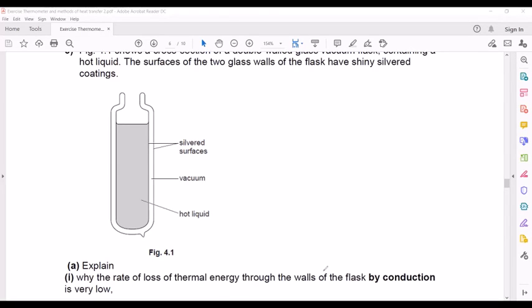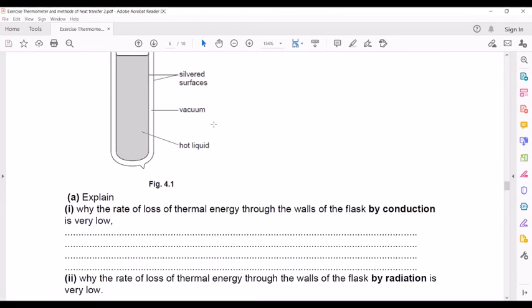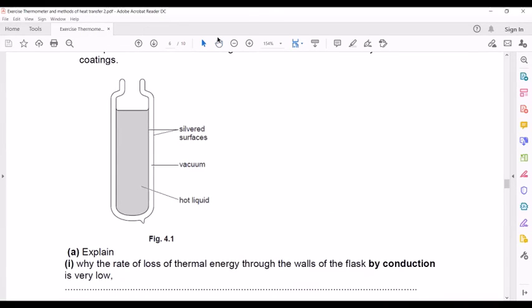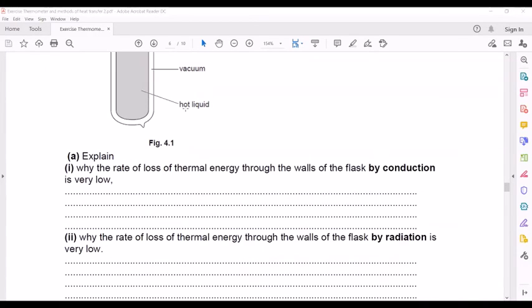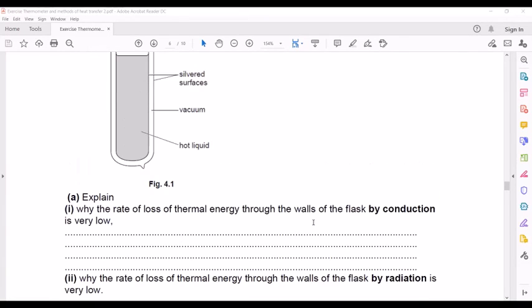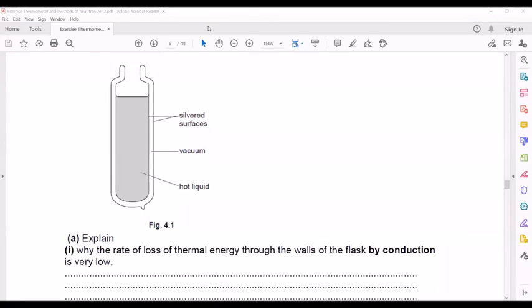In the question, the first part they mentioned why the rate of loss of thermal energy through the wall by conduction is very low. What is the reason why it is very low? Even if we try to create a vacuum, maybe some air particles are there. But if there is a vacuum, there are no particles, so the conduction cannot happen. And the second part, why the rate of loss of thermal energy through the wall by radiation is very low? Because it is a silver or shiny surface, which is a good reflector, and does not allow heat energy to escape in the form of radiation.